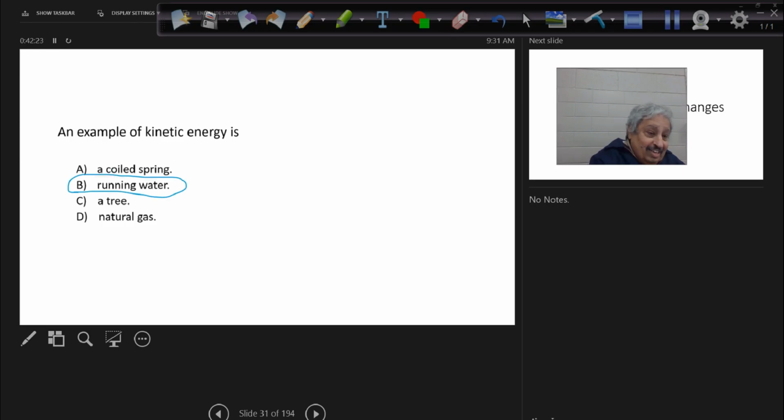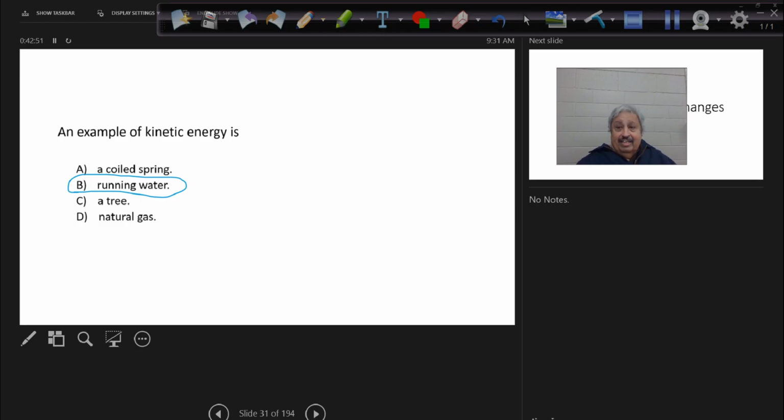Yes, that's the running one. That's the running one, correct? You see it? All the other ones are at rest. A coiled spring is sitting there at rest. It's not moving, correct? But if, say, the coiled spring is jumping up and down, that would be kinetic. But it's just at rest. A tree at rest. Natural gas at rest. Nothing is moving. The only running and moving is H2O.